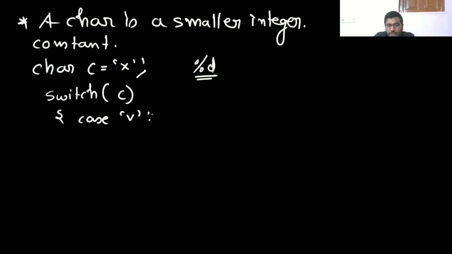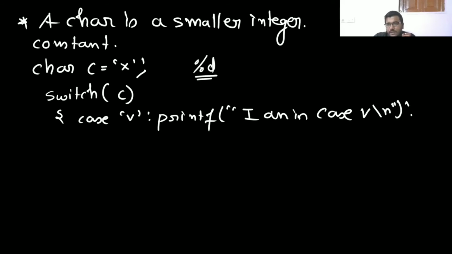Now I say case 'v'. It is not a character, don't think that it is a character. It is a value, a smaller integer constant. Then printf "I am in case v", meaning the value of that. Then you can do break.